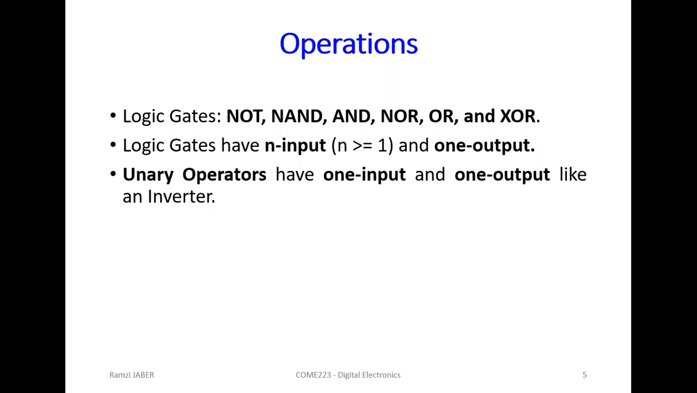Okay. Now, the new definition, unary operators. Unary operators means logic gates that have one input and one output. So a unary operator has one input, one output, like an inverter. Inverter has one input, one output. Okay, still called logic gates, but with a special word, it's unary operator.